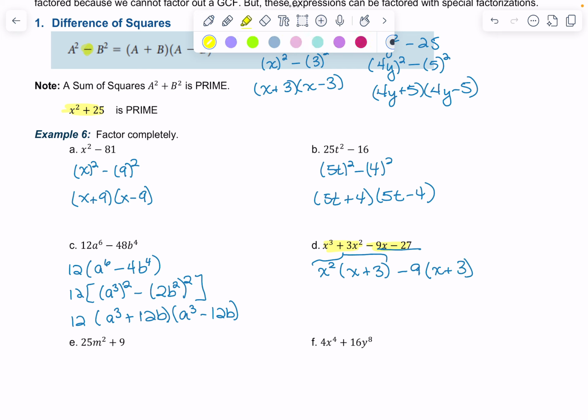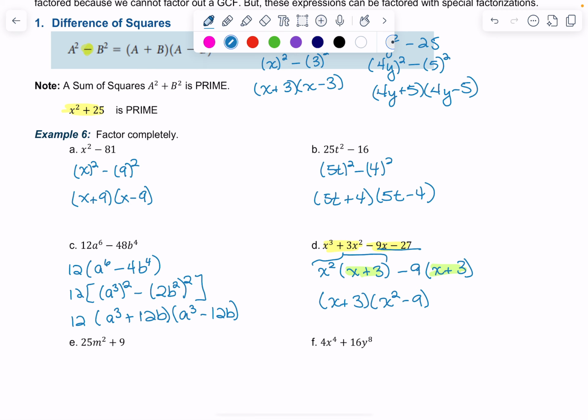And now we can see that we have this lovely common factor here in the x plus 3. So let's factor that out. I'm going to have x plus 3 times x squared minus 9. And that's my answer there. We did not use a difference of squares right there. All right, we didn't have a perfect square. Oh, wait, we do now, though.